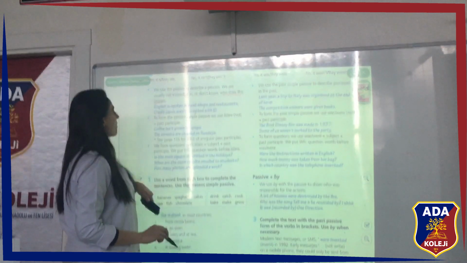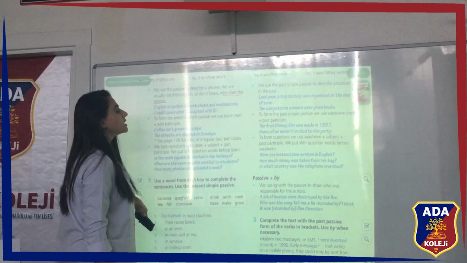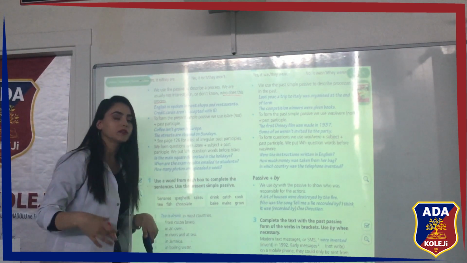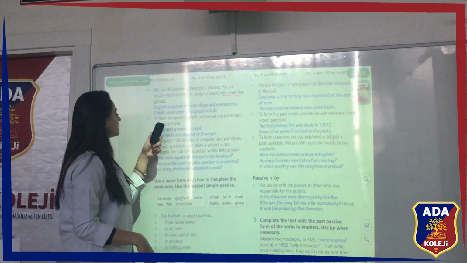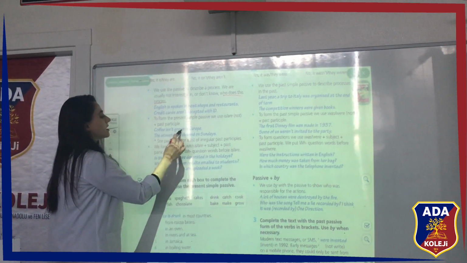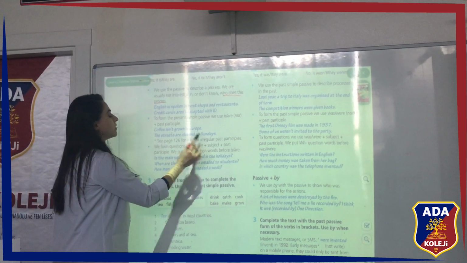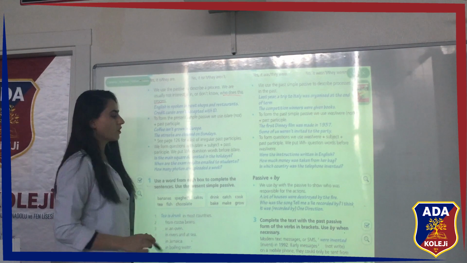Okay? The other part says that to form the present simple passive we use is or are, plus past participle. For example, coffee isn't grown in Europe. The streets are clean on Sundays. Okay, we will go on.